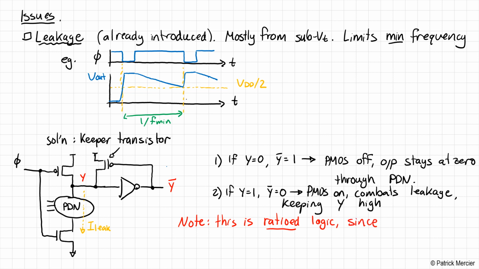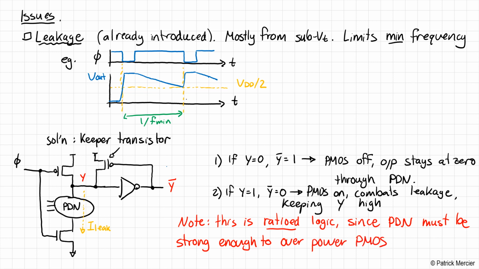Since the pull down network must be strong enough to overpower the PMOS when it wants to turn back on. So the solution to this issue is we make the PMOS weak.